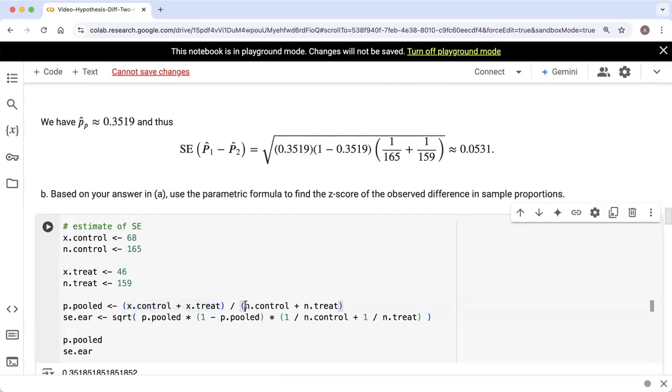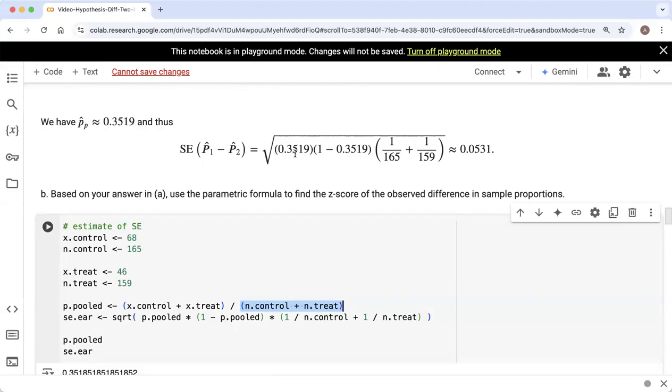And we would divide that by the total number of children in the placebo group, the 165, plus the total number of children, the 159 children in the treatment group that got xylitol. So in other words, if we pooled these two groups together, we're taking all of the children that got an ear infection out of all of the children that were in this study. And that's our pooled proportion, and that's this 0.3519.